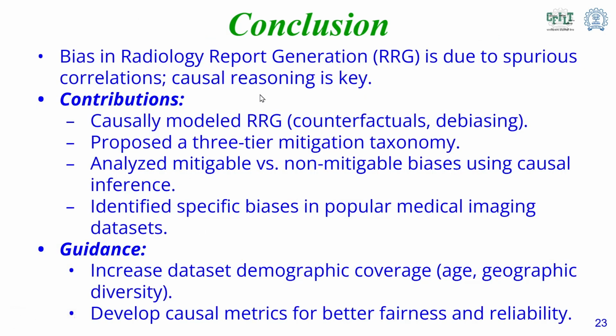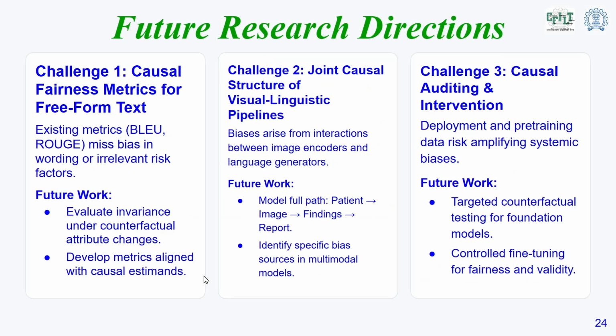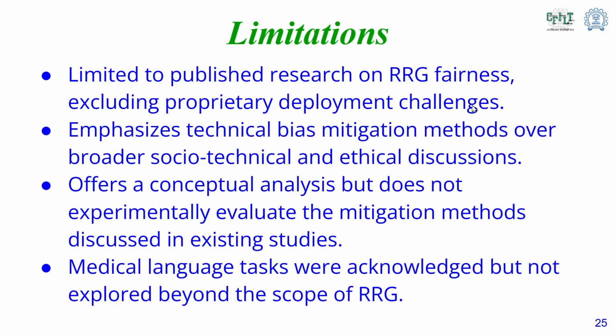So our conclusion is that bias in RRG is due to spurious correlations, and causal reasoning is key. So these are our contributions, and the guidance we provide is that we can increase dataset demographic coverage as well as develop better causal metrics for fairness and reliability. And these are some of the future research directions, where we can use causal inference for similar fields such as medical report summarization, or we can use causal metrics for free text, or joint causal structure of visual linguistic pipelines, and causal auditing and intervention.